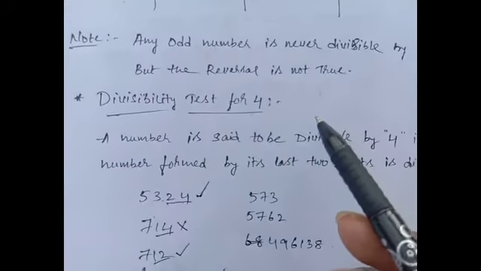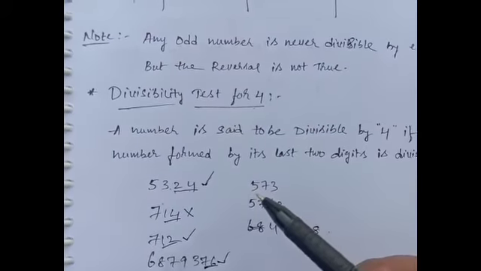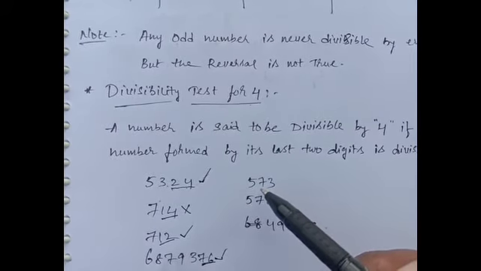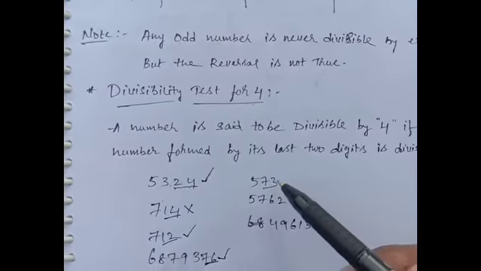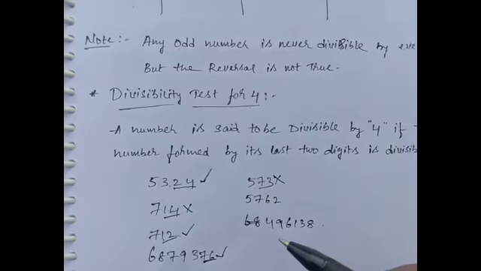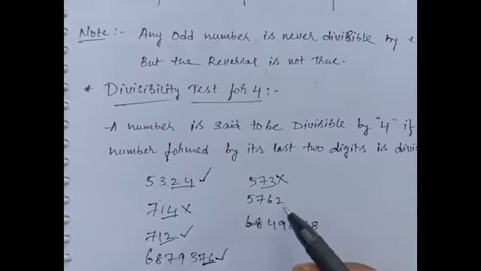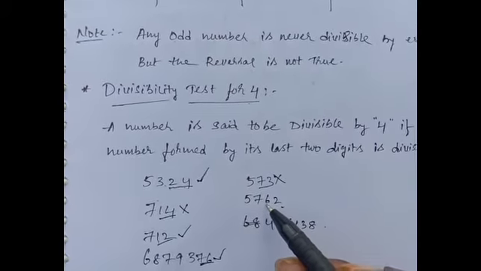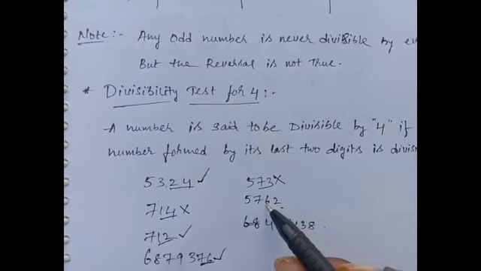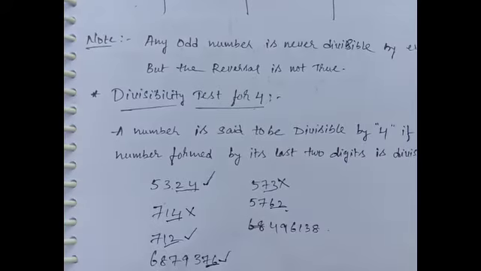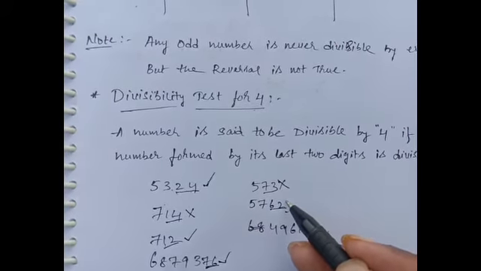Now let's take another number, 573. The last two digits of this number are 73, and 73 is not divisible by 4. Hence we can say 573 is not divisible by 4. Let's take the number 5762. Here also the last two digits of the number are 62, and 62 is not divisible by 4.